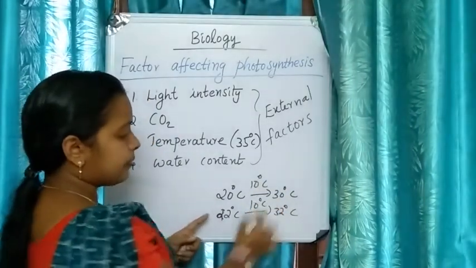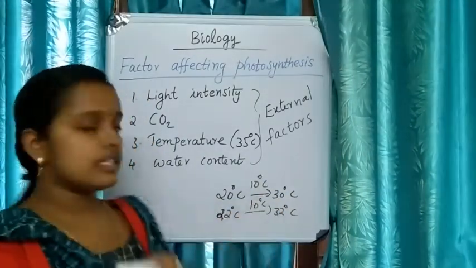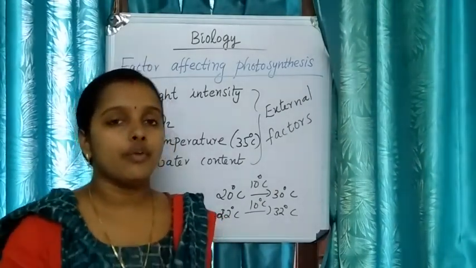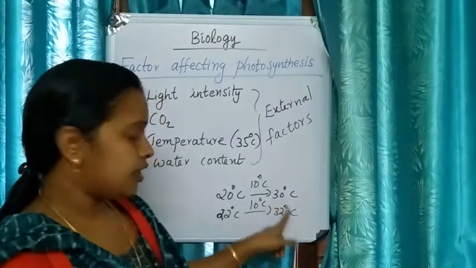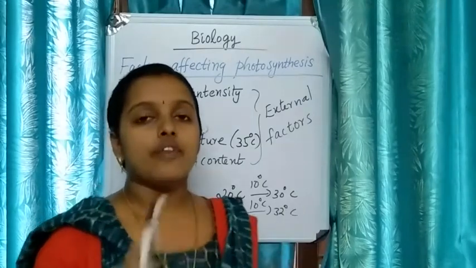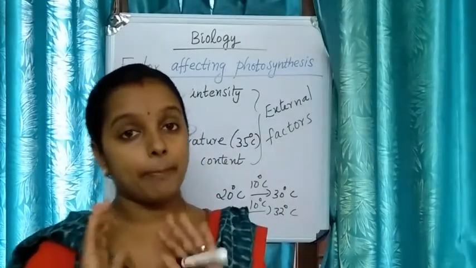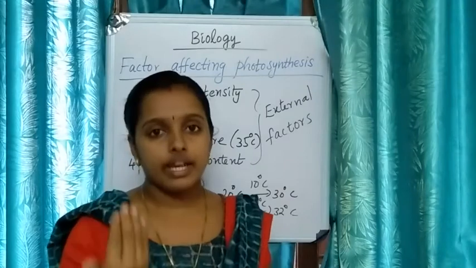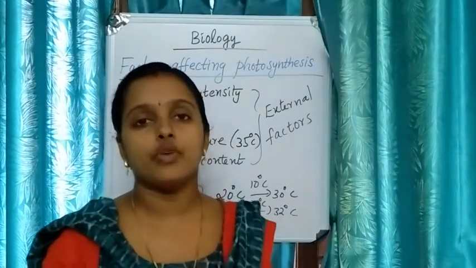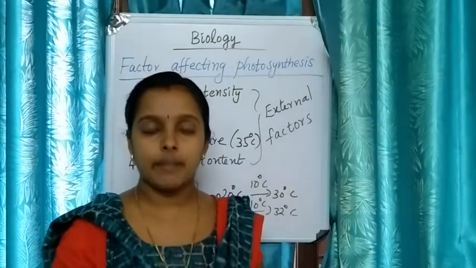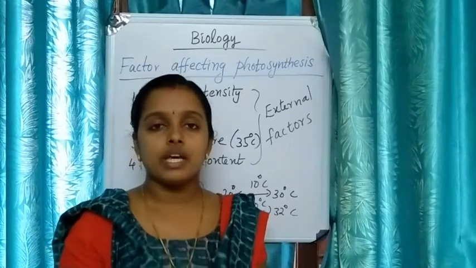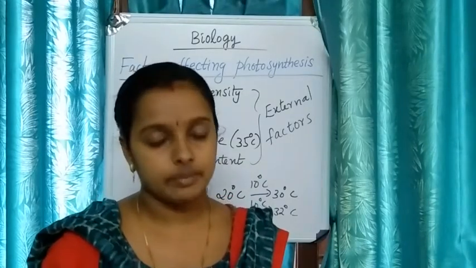We can see here, if you are increasing the temperature by 10 degrees Celsius, it will double the rate of photosynthesis. It should be below the maximum level. So 40 degrees Celsius is the upper limit. If we are increasing the temperature above 40 degrees Celsius, it will stop photosynthesis, because the enzymes which are helping in photosynthesis will be destroyed. So without enzymes, the process of photosynthesis will not take place.